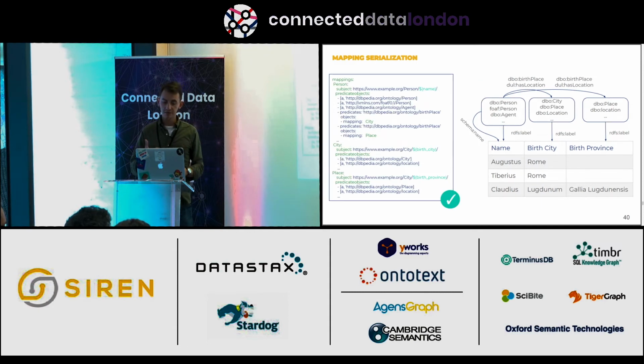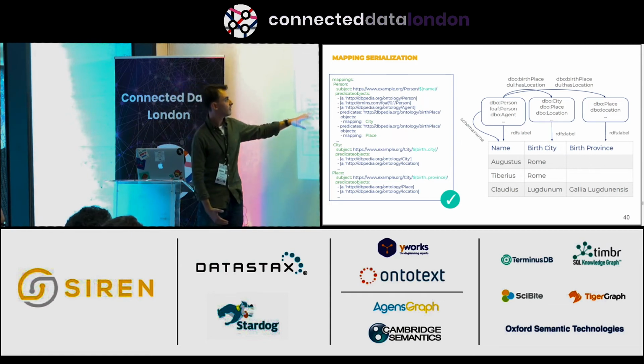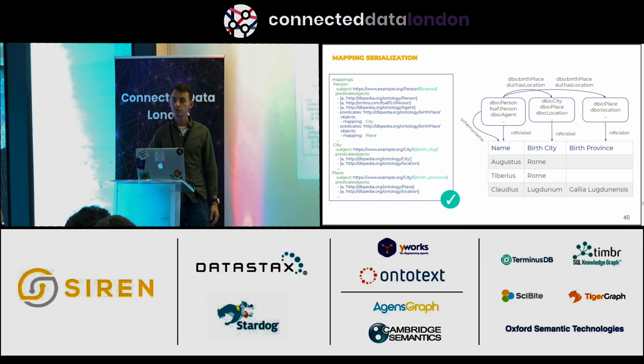And after all these steps, we can serialize the mapping and send it back to the users. So the user can take this mapping and generate an RDF graph, RDF data, or take this mapping back and improve or correct it if we want to add some mapping rules.